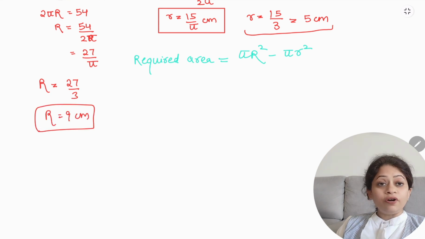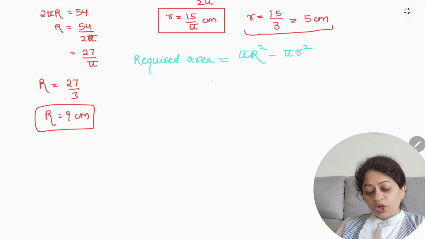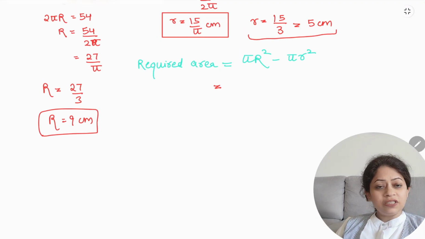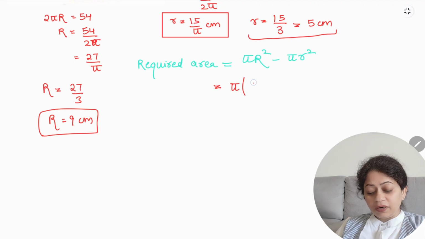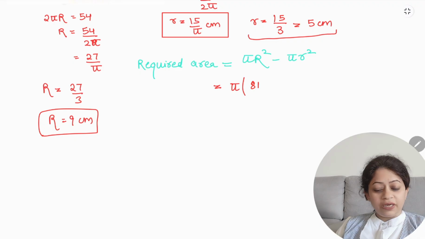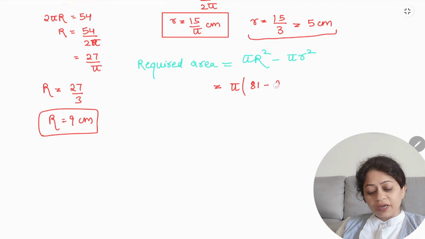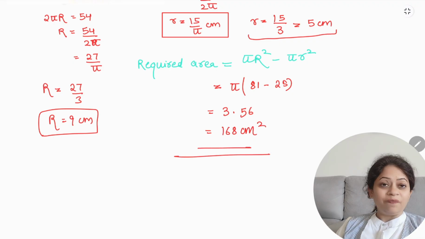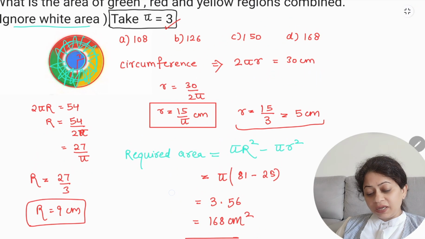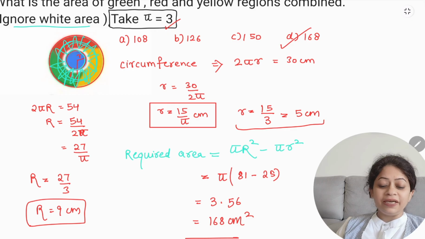Now we know what capital R is, what small r is. So the required area is pi R square minus pi r square. If I take pi common, I will get capital R square, 9 square is 81, minus small r square, that is 25, right? So pi is 3 times, if I find out the difference, 81 minus 25 is 56. And if I multiply 3 by 56, what will I get? 168 centimeter square. Are you getting my point? So what is our answer? Our answer is D, 168 centimeter square.